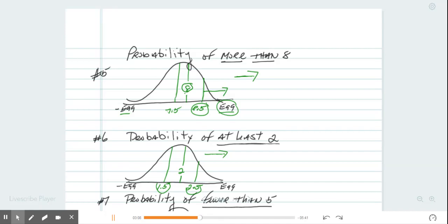At least 2 includes 2. So if I were to start at 2.5, going to my right, I would not include 2. So I've got to start at 1.5 and go to my right, because starting at 1.5 will include 2, and the words at least 2 means that 2 is included. So my lower bound is 1.5, my upper bound is E99.